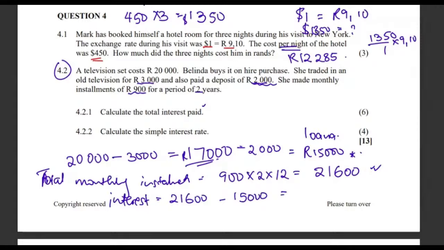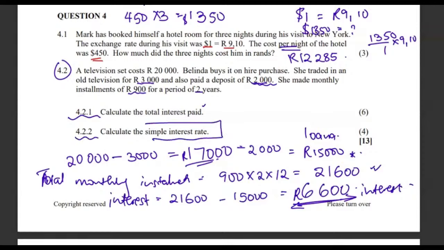Okay, so subtract 15,000, meaning that she paid 6,600 rands in interest. This is the extra that she paid. Okay, so that is how we would have gone about with this 4.2.1. 4.2.2, calculate the simple interest rate.